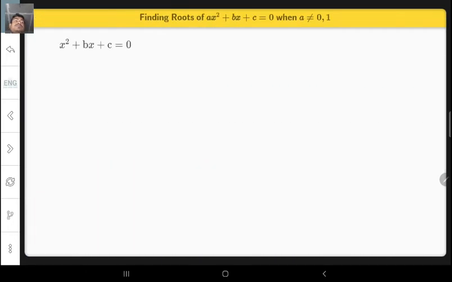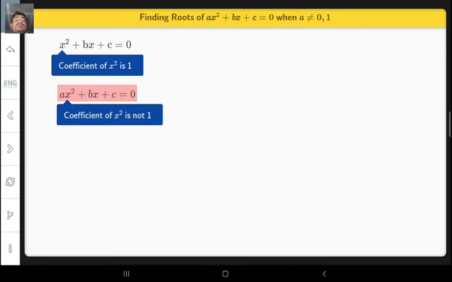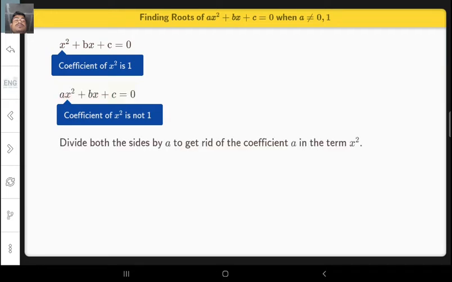We worked with an equation where the coefficient of the x squared term was 1. Let's see how we complete the square for an equation where a is not 1. Consider the quadratic equation ax squared plus bx plus c is equal to 0. We first divide both sides by a to get rid of the coefficient a in the term x squared. Thus, we get x squared plus b by a into x plus c by a is equal to 0.